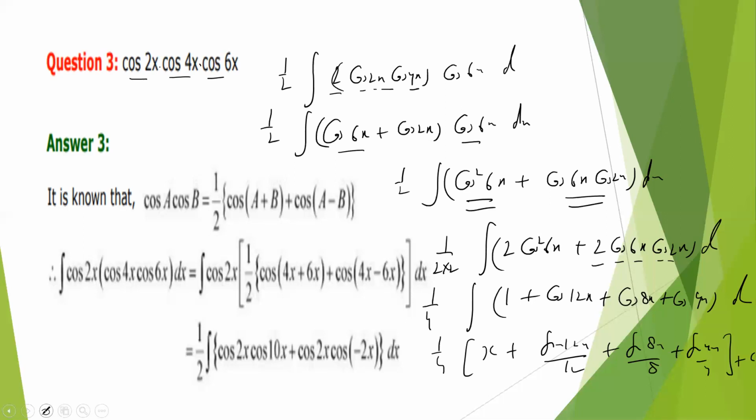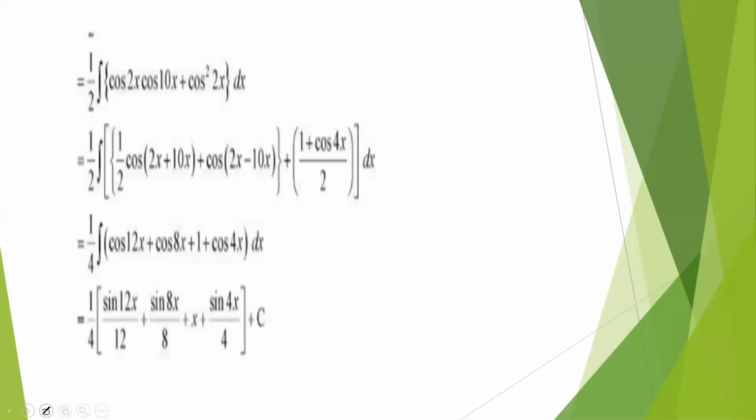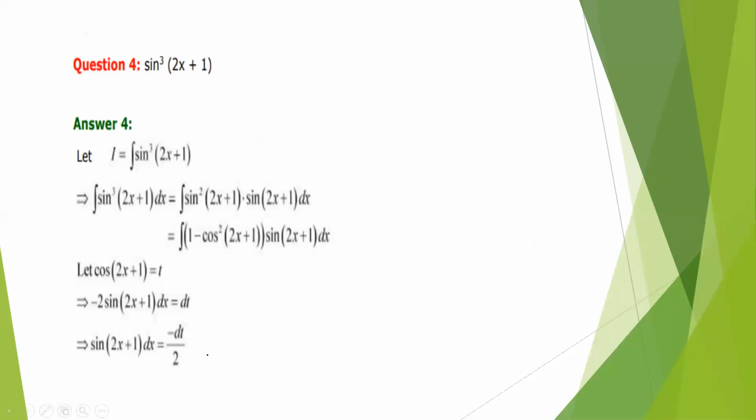So remember two things. One, we have to remove power. Second, we have to remove product. sin³(2x plus 1). So we have a formula for sin³ also. So you can use that formula, or you can do it by another method also.